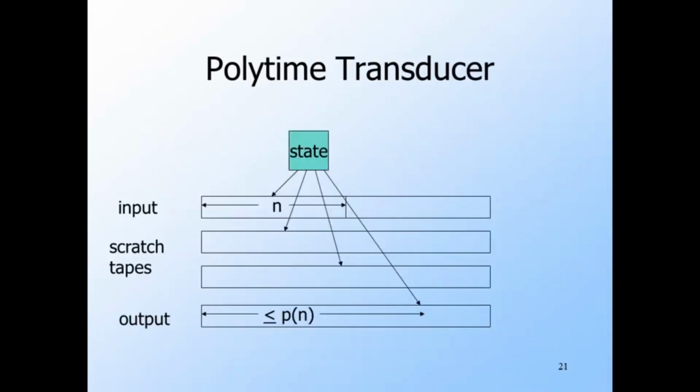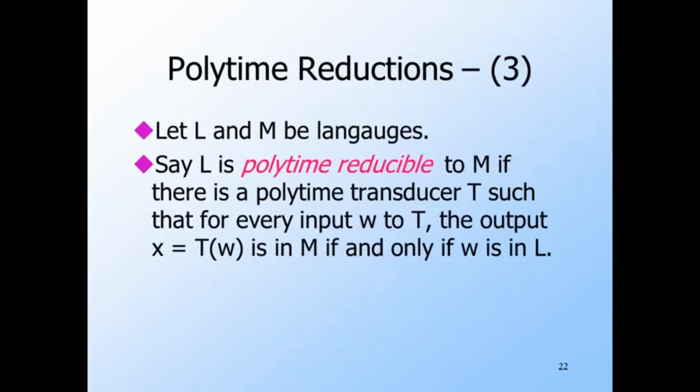Here's a picture of a polytime transducer. It can have any fixed number of tapes. One is the input tape and one is the output tape. We argued on the last slide that the output length must be polynomial in the length of the input, but the real constraint on the polytime transducer is on how long it runs. It is not acceptable to have it run for time that is exponential in its input length, even if the output is short.